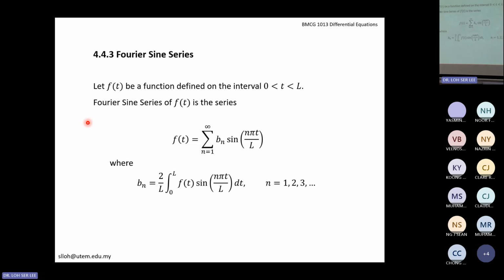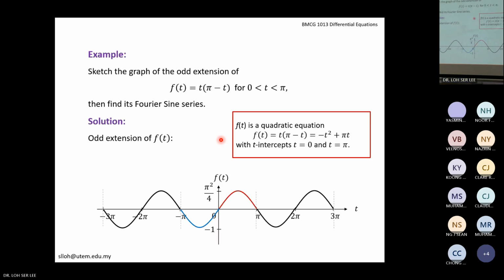And next we look at the Fourier sine series. Okay, for Fourier sine series, we just need to find Bn, because A is 0 for Fourier sine series. Okay, so this is the same function, the same function as the example just now. Okay, so we have this curve.